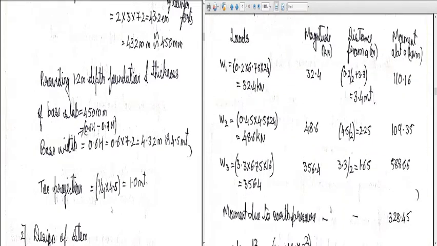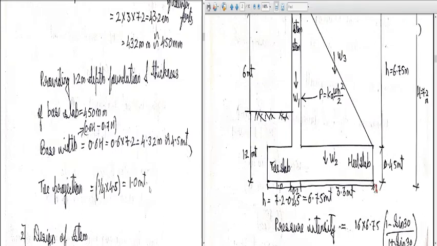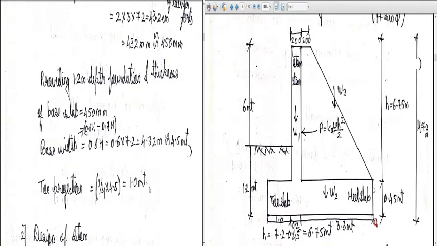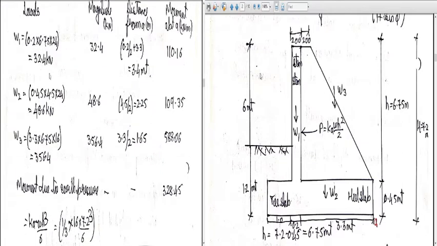Then we did the stability calculation. As we know, W1 is the stem dimension multiplied by the density of concrete, and we got this force. Taking the distance from the point A, you can see in the diagram that the point A is lying here. So this is point A. Here we compute the loads, forces and the distances from A, and we get the moment.